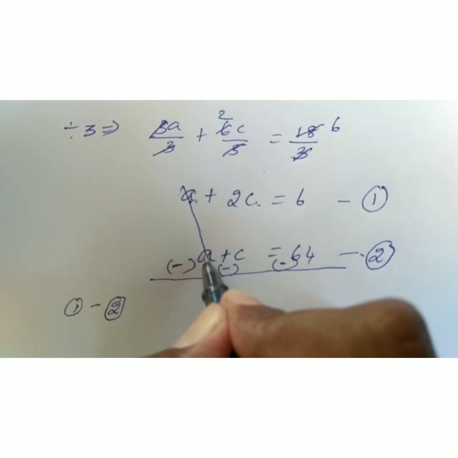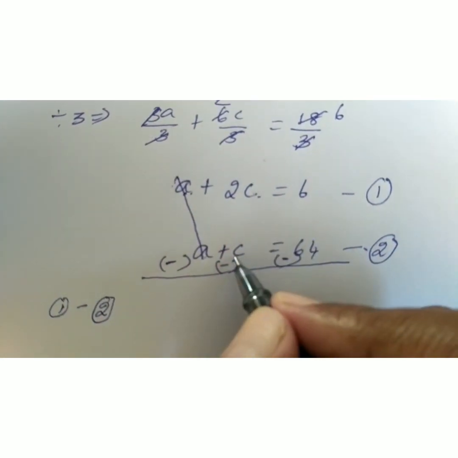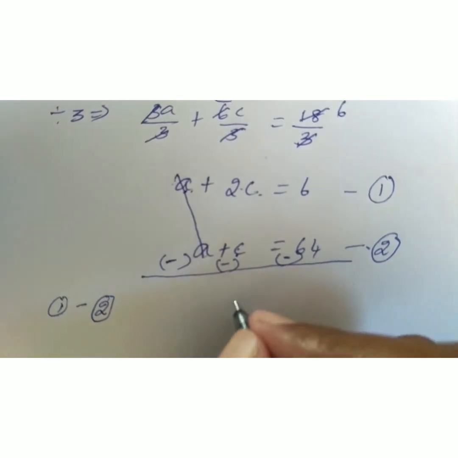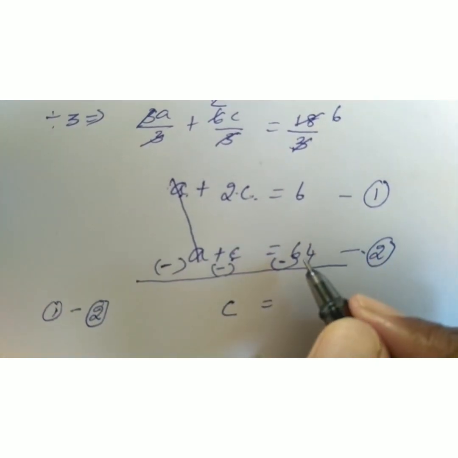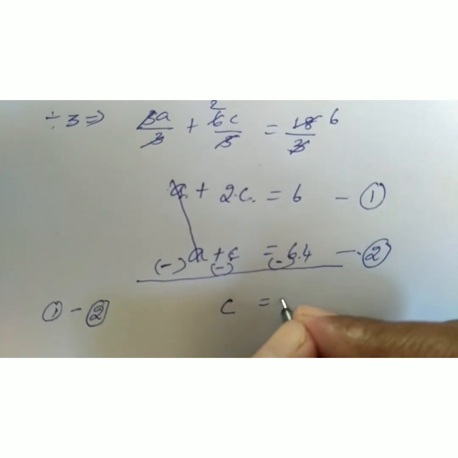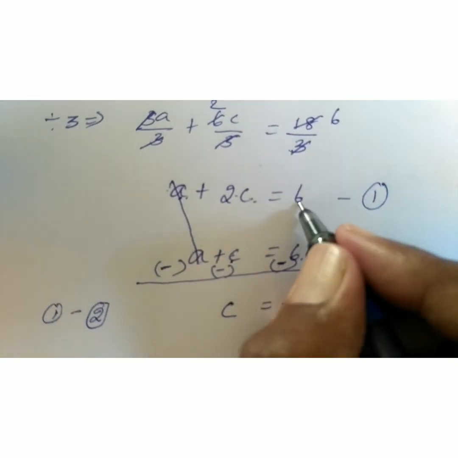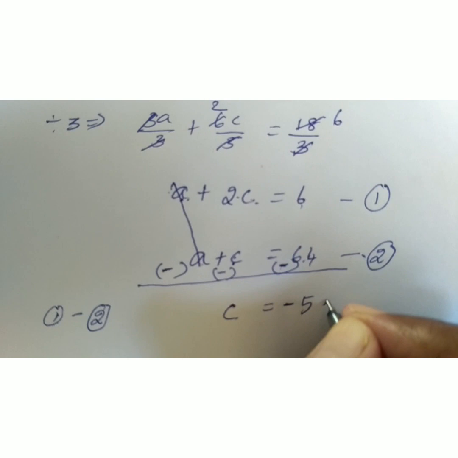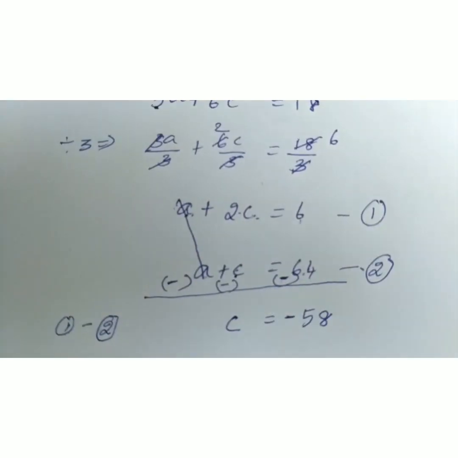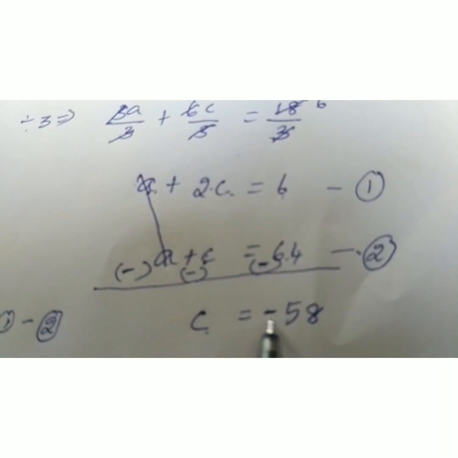Plus c and minus c will be cancelled. Here 2c, here minus c. 2c minus c, we get 1c equal to 6 minus 64. 64 is the largest number, so put the minus symbol because 64 has the minus sign. 64 minus 6, 58. We find the c value.